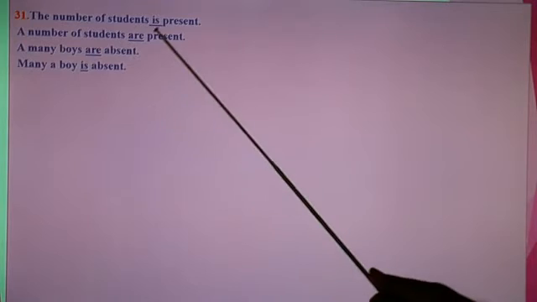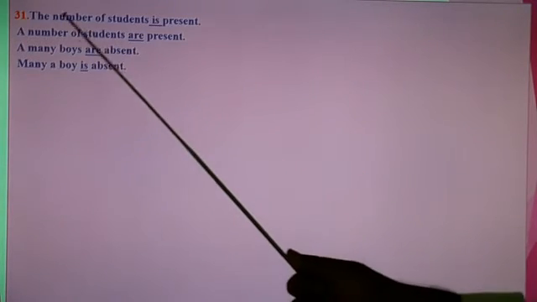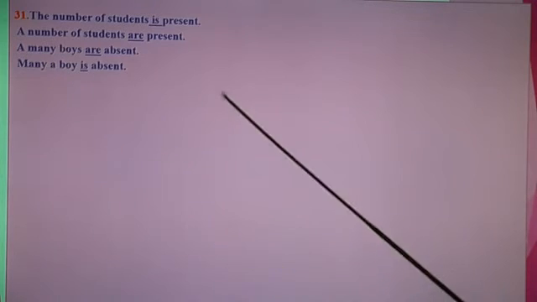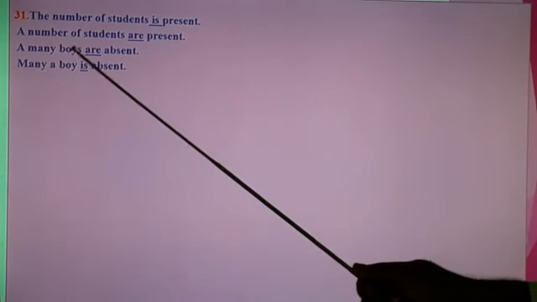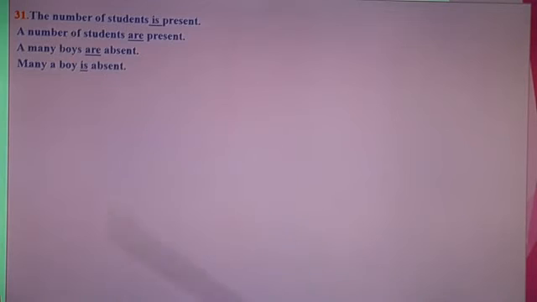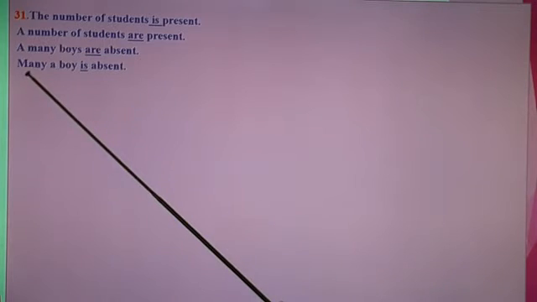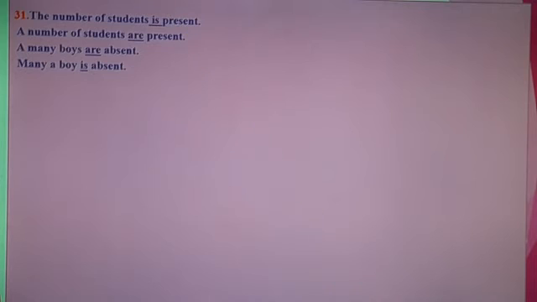The noun is plural, but the difference is, with the number of you have to take is, and in case of a number of you have to take are. And this is possible in this rule also: many boys are present. If you see a many, then you have to take a plural verb. And if you see many a, then you have to take a singular verb. I think now we understand.